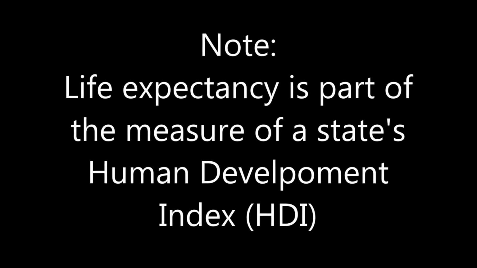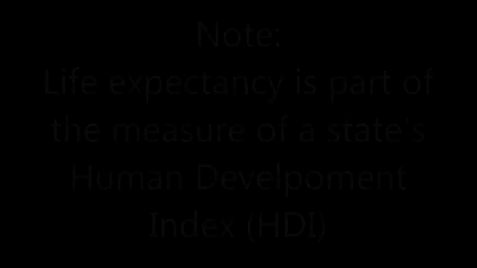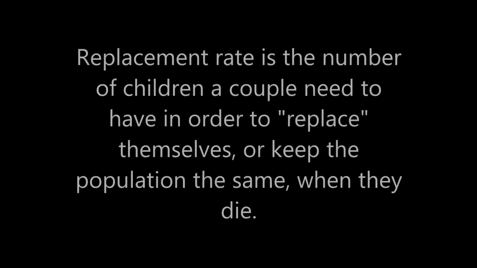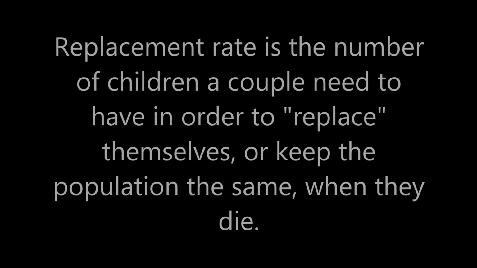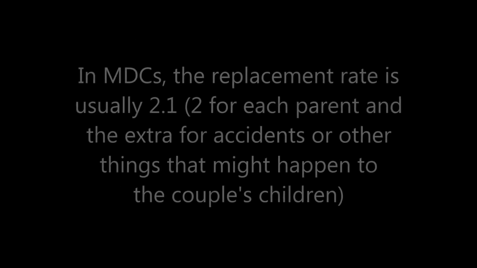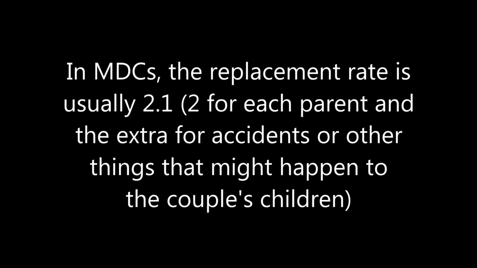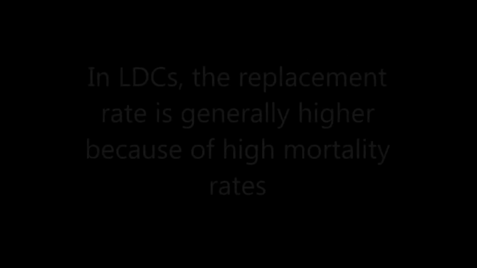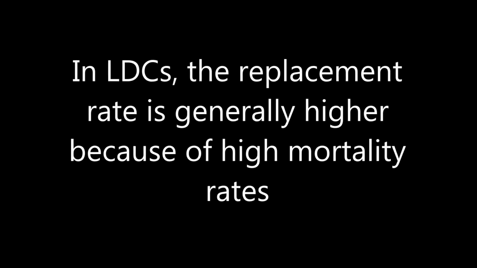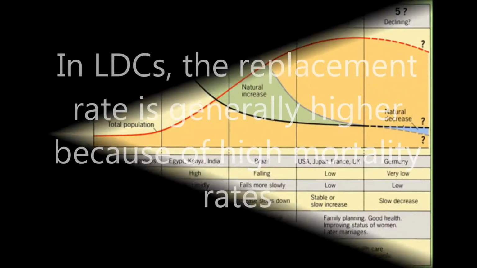Life expectancy is part of the measure of a state's HDI. Replacement rate is the number of children a couple need to have in order to replace themselves or keep the population the same when they die. In MDCs, the replacement rate is usually 2.1, 2 for each parent and the extra for accidents or other things that might happen to the couple's children. In LDCs, the replacement rate is generally higher because of high mortality.